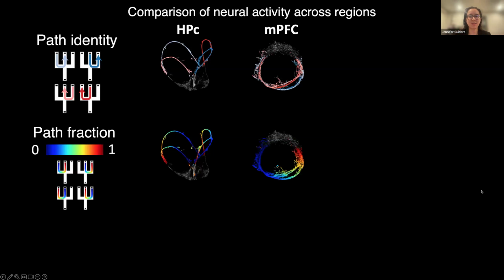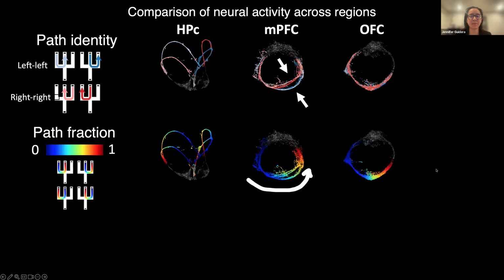Here we have embedded activity from medial prefrontal cortex during the same recording session. And now we see an organization primarily around the journey between any two reward wells, with activity unfolding in a similar way along each of the four paths. There also appears to be a sub-organization around actions, with activity evolving more similarly along paths requiring two left turns, and likewise along paths requiring two right turns.